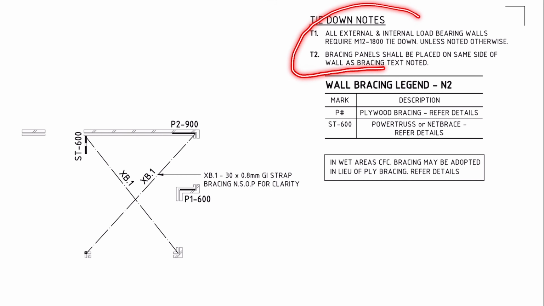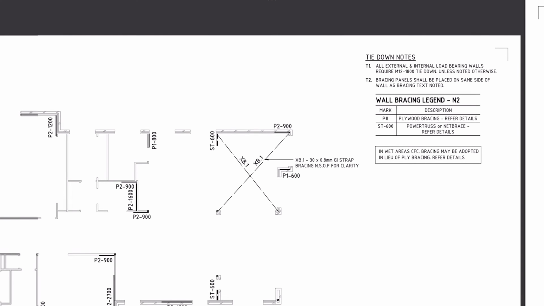So let's start from the notes. All external and internal load bearing walls require M12 1800 tie down. So in other words, the builder will have to identify all load bearing walls and install M12 rods spaced at 1800 millimeters. At the bottom of the page we have some forces in kilonewtons, and what this means is that the engineer calculated that for this specific house the wind loading might get as high as 71.4 kilonewtons in this direction and 56 kilonewtons in the other direction, and the sum of the capacity of all bracings is the provided force in kilonewtons, and obviously needs to be greater than the required.